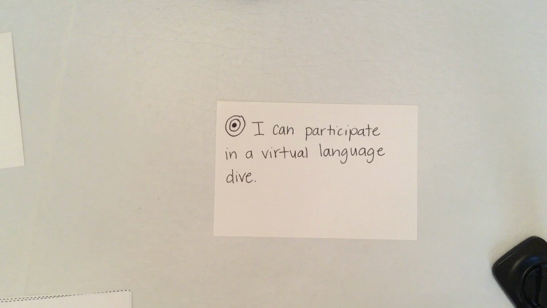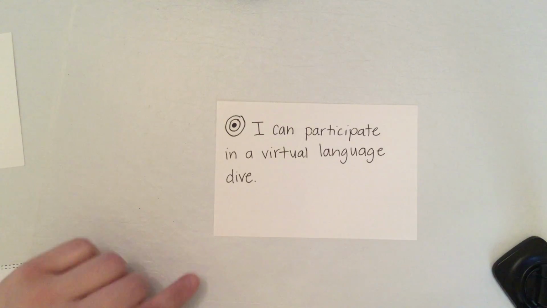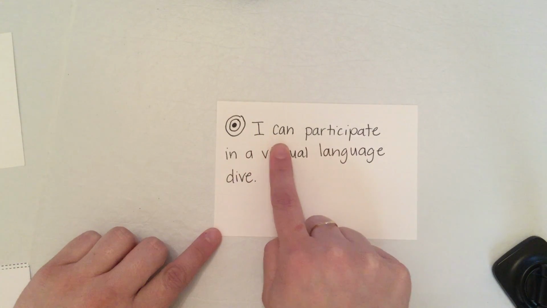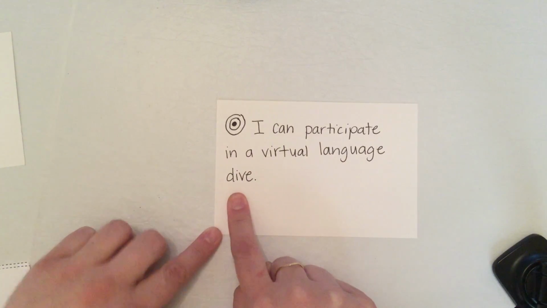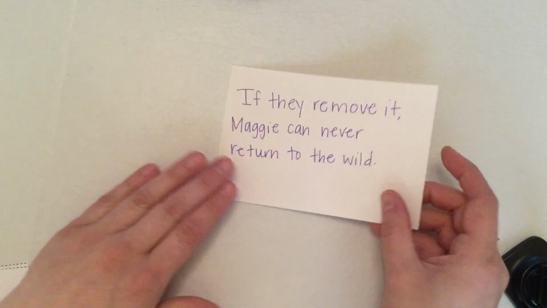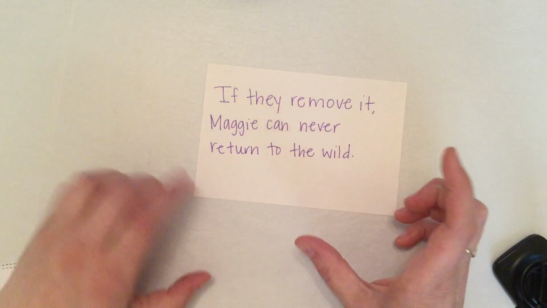So our sentence today is going to come from Maggie, the one-eyed peregrine falcon. And we're going to take it, like I said, chunk by chunk, and we're going to talk about what the sentence is telling us and any words within that sentence that give us an extra clue. So our target today is I can participate in a virtual language dive. So here is our sentence. I'm going to read the whole sentence to you, and then we're going to take it chunk by chunk.